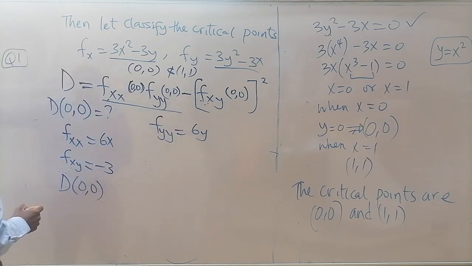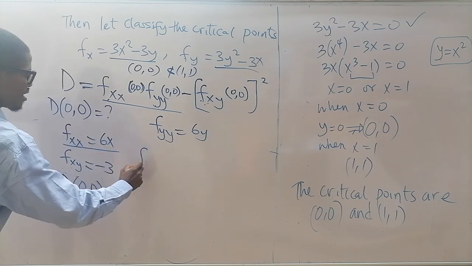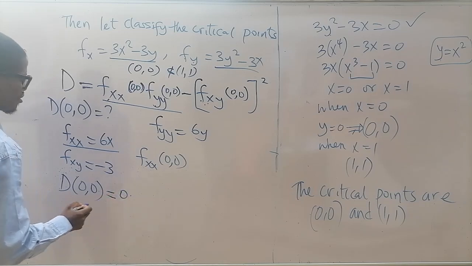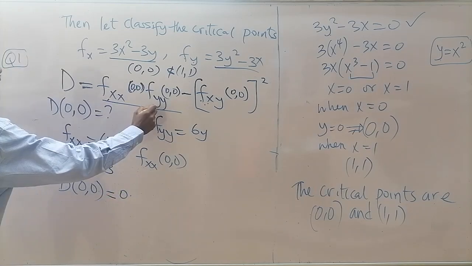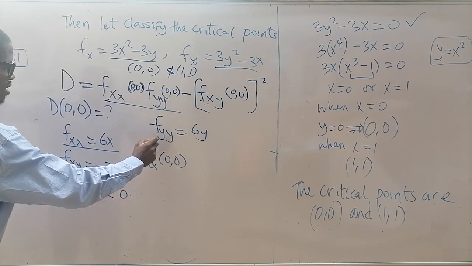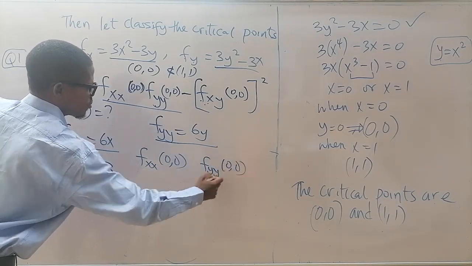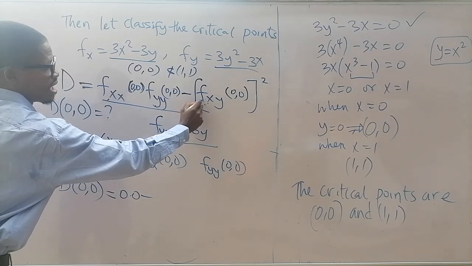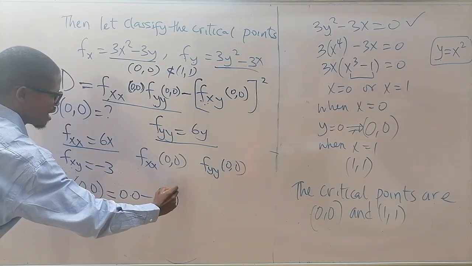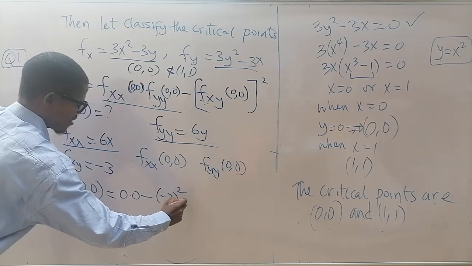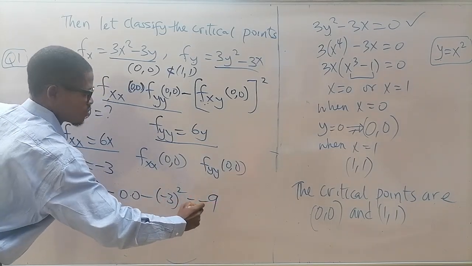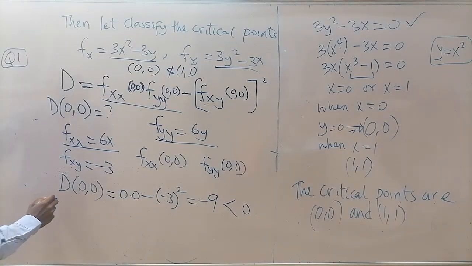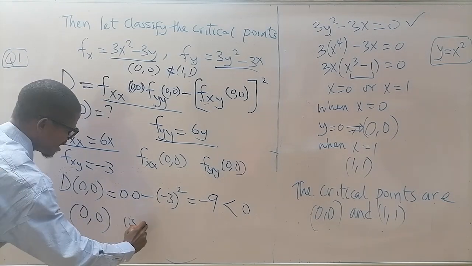The next thing to do now is to test the point (0, 0) and put it in this place. The second order derivative with respect to x at (0, 0) will give you 0, times f subscript yy at that point we are testing, that's also 0. Then minus f subscript xy, we have the value, and don't forget we are going to square that. That gives us minus 9, which is negative, less than 0. So at that point, (0, 0) is a saddle point.